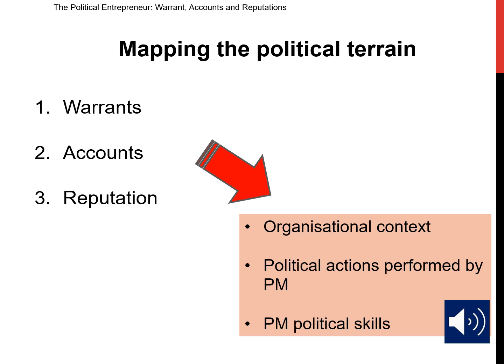Before explaining each one, I need to mention that warrants, accounts, and reputations are in turn related to three central aspects: the context of the organization, the political actions performed by the project managers, and the political skills of the project manager. So the context of the organization includes organizational features and stakeholders.